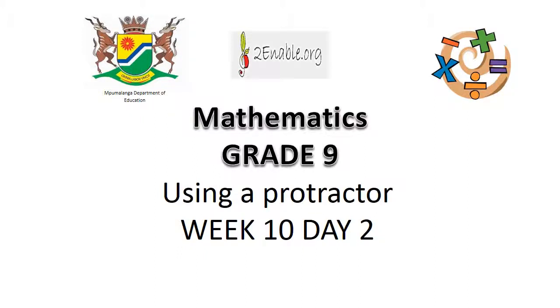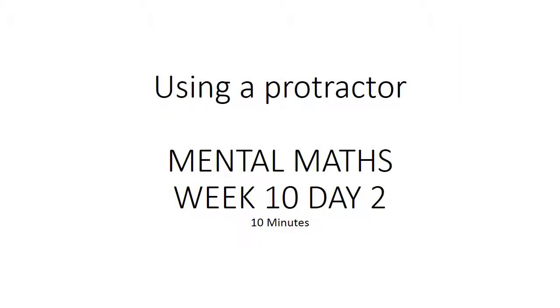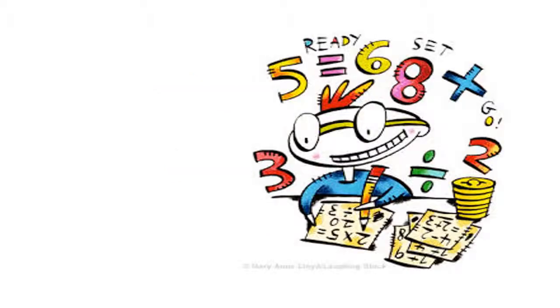Using a protractor. Mental math. Times tables. 8 times 12 equals 96.